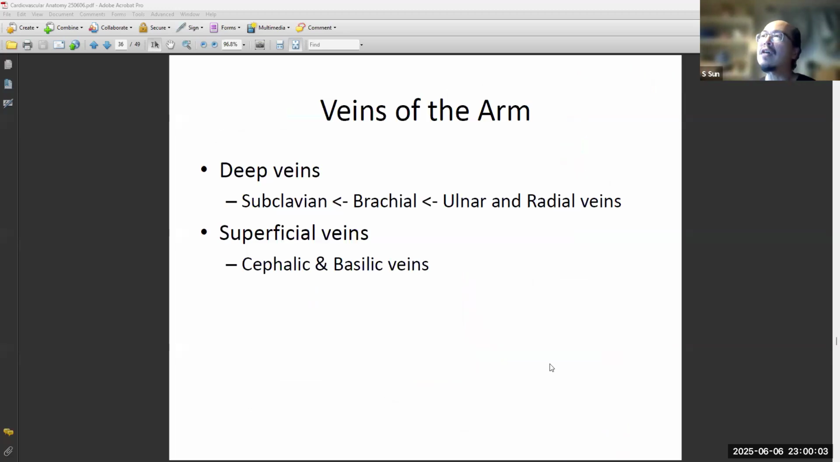To summarize, in the arm, we have deep veins and superficial veins. The deep veins collect the blood from the ulnar and the radius. They go into the brachial, then into the subclavian, then into the brachiocephalic, then into the right atrium. For the superficial veins, on the lateral side we have the cephalic, and on the medial side we have the basilic veins. They will come into the subclavian and then into the right brachiocephalic, and then into the right atrium.